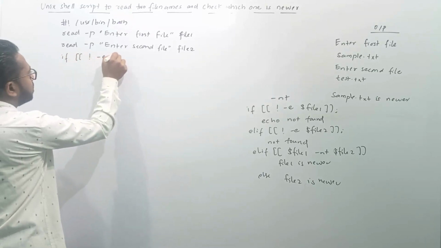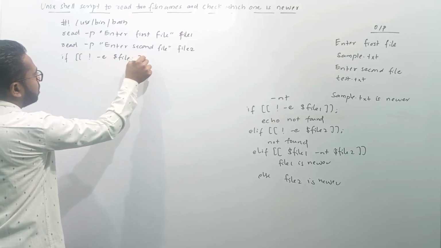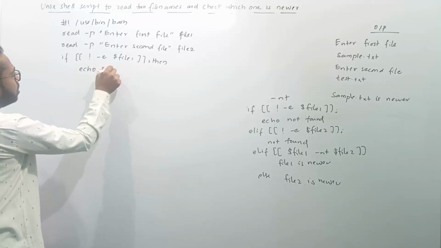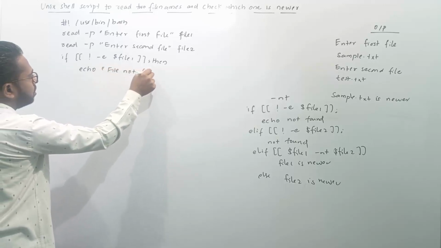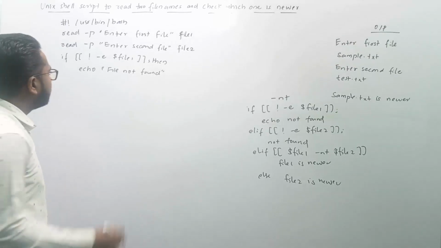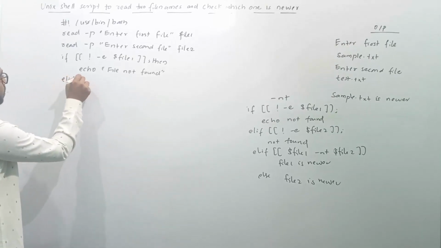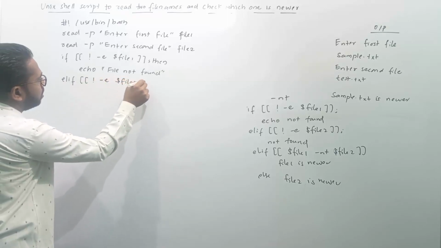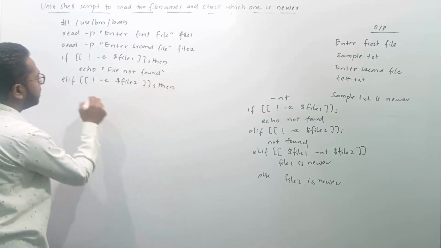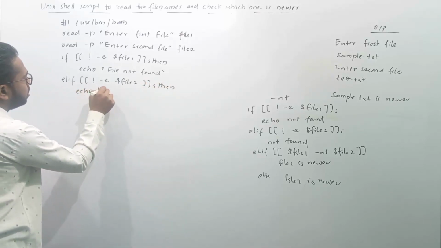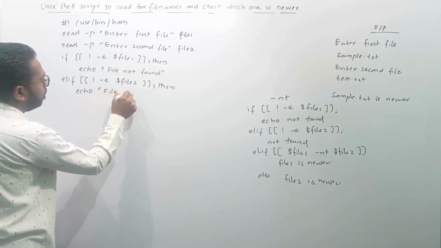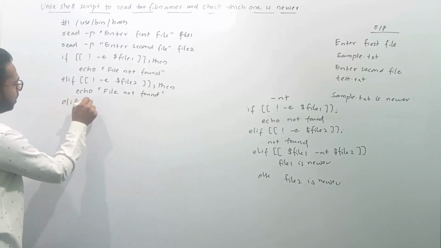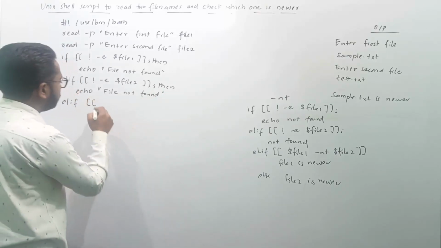Then I will check if file1 does not exist, then I will display echo file not found. Then I will check elif file2 does not exist, then I will display file not found. Next, elif I will check which one is newer out of those two files.